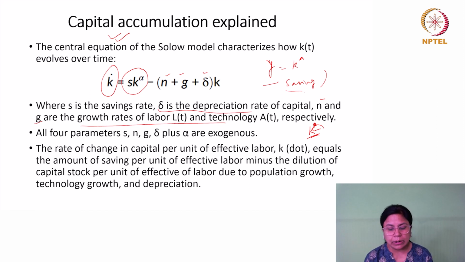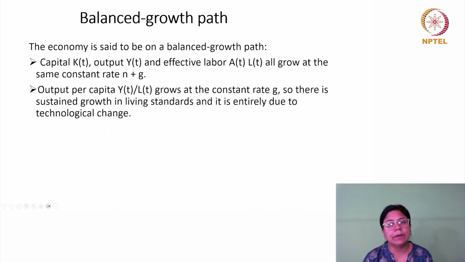But if you put it plainly, no matter what the initial stock of the capital will be, you will find that in the long run the growth rate will get closer and closer to what you call k star, which is your steady state of the growth. So then the economy is said to be in a balanced growth path when your capital, output and effective labor all grow at the same constant rate, that is n plus g, and output per capita grows at the constant rate g. So there is a sustained growth in the living standards, and it is entirely due to the technological change.